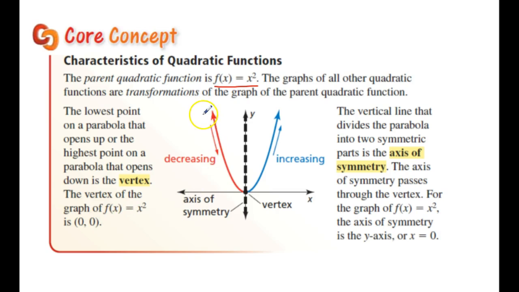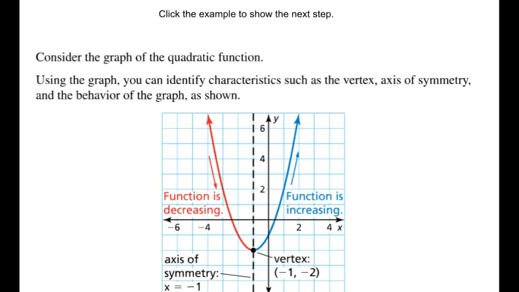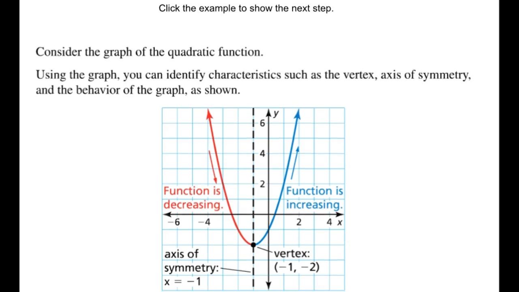We'll see also that as I go from left to right, like I'm reading, right? We've talked about slope when we were dealing with lines. Now we're just talking about behavior of my function. So here I see that my function is decreasing, then I hit my vertex, and then my function starts increasing. That's really what I'm looking at in behavior of my functions. So let's first look at this graph. Using the graph, we need to identify characteristics such as the vertex, the axis of symmetry, and the behavior of the graph. We talked about this on that last slide.